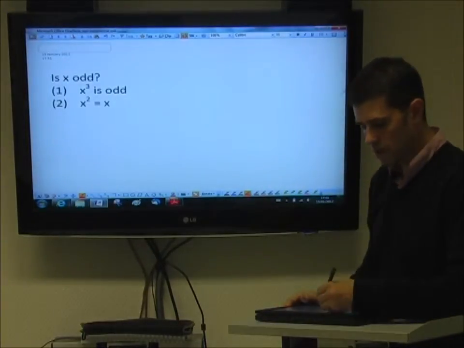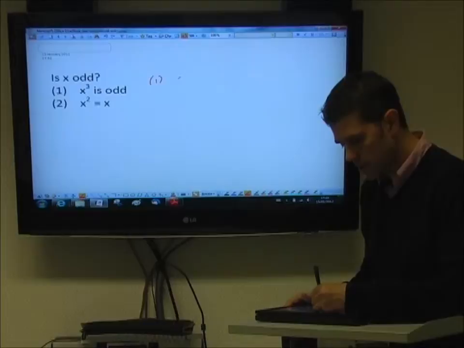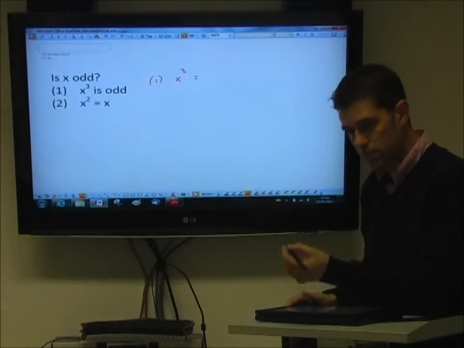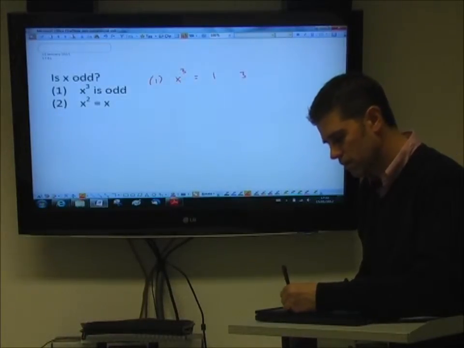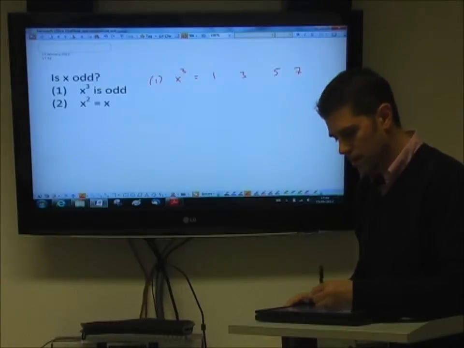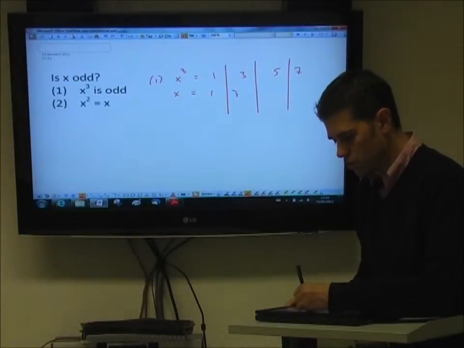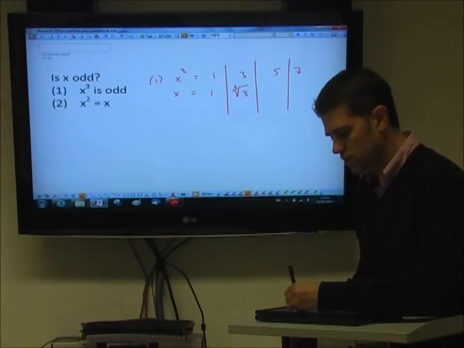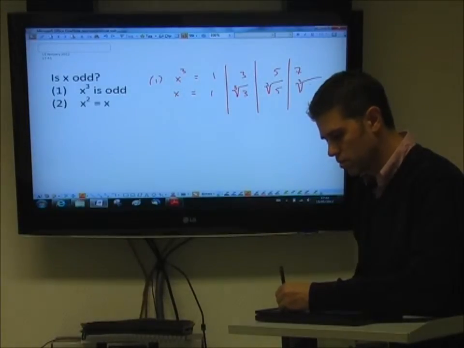So what I would do for statement 1 is I would say x cubed could equal, with simple inserting, 1, 3, 5, or 7. And that way, I can solve for x in each case. x equals 1, or x equals the cube root of 3, or x equals the cube root of 5, or x equals the cube root of 7.